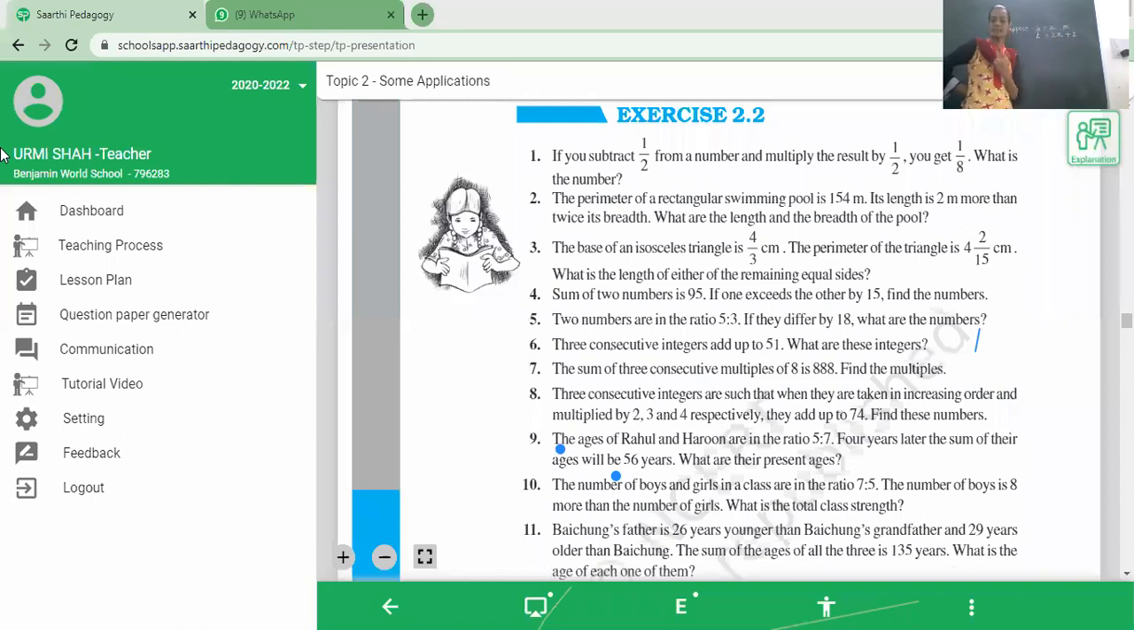Ma'am, what about 154 meters? That we will do, beta, but first understand this. We are done with that part.